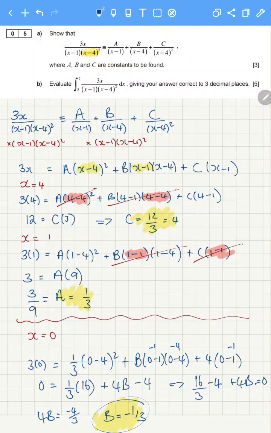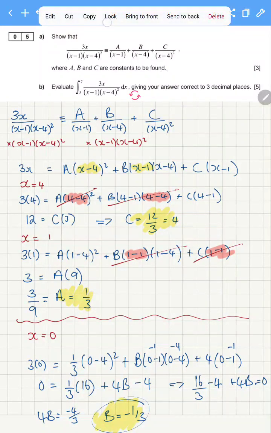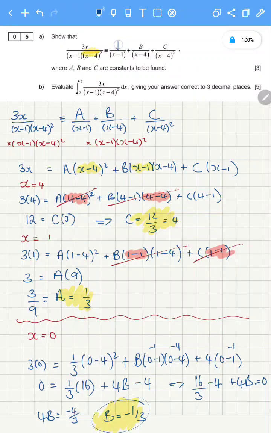So for the final marks, and I'm not going to have room to write this on here because I want to do part B on the next page, what you want to do is go back to the original question and just replace A, B, and C. So A is a third, so the way I would do that is write 1 at the top and a 3 at the front. My B was minus 1/3, so that's minus 1/3. And C was the number 4. And that is the final answer, what I've just written up here.